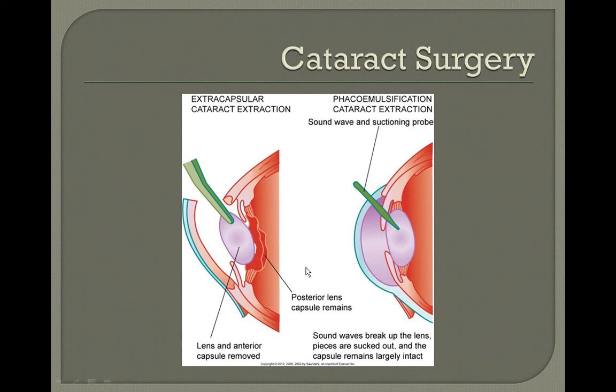The book talks about two different types of procedures for cataract removal. You have the extracapsular cataract extraction. It says here that the anterior portion of the eye is open and the lens is removed. And then we have the phacoemulsification cataract extraction. Big word, huh? With this, there's an instrument that uses sound waves. The sound waves break up the opaque lens into little pieces, and then it sucks those old pieces out, and then the person has a new lens inserted.